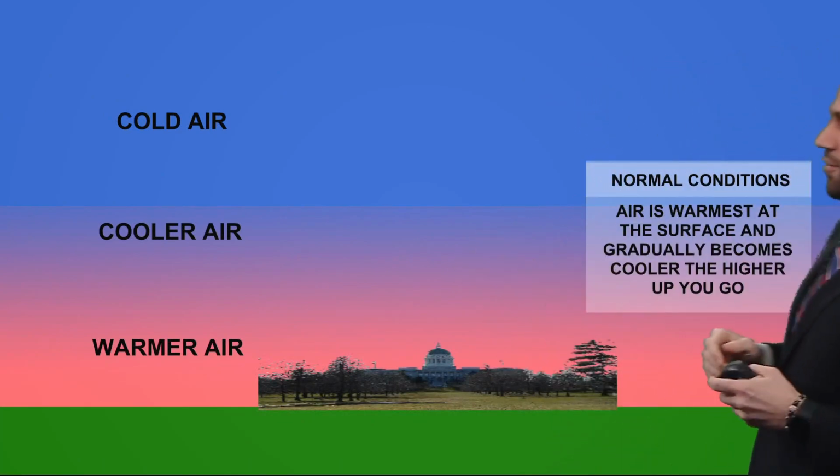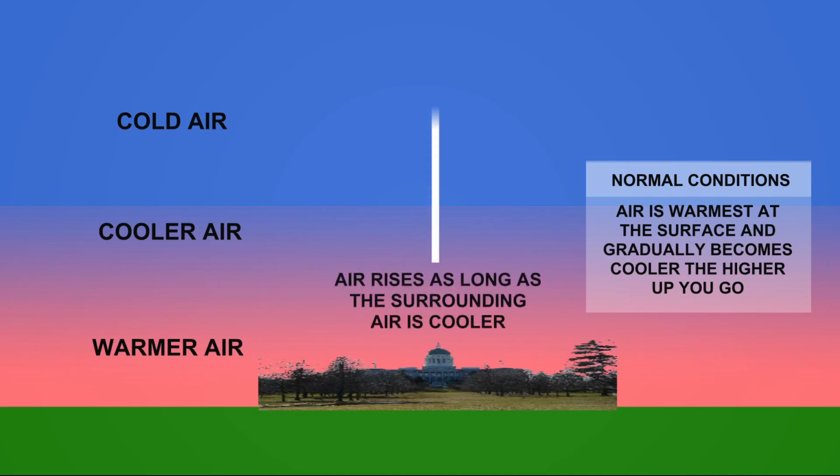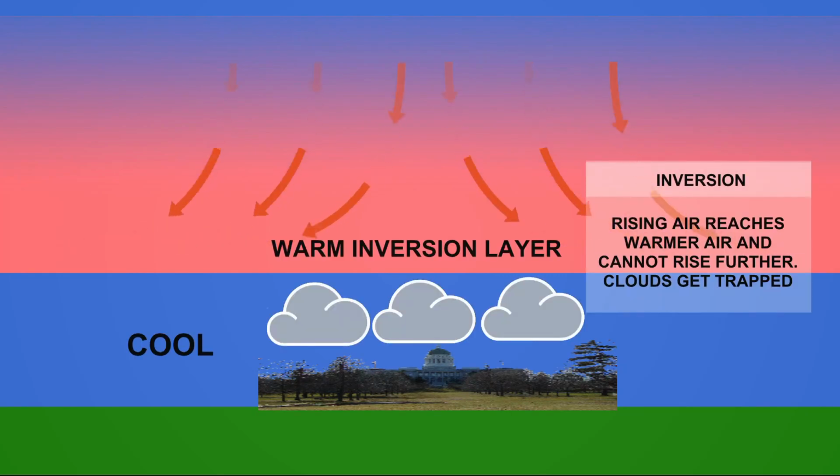Some fancy terms, an inversion. Now, this is not an inversion. This is where you got warmer, cooler, cold. As you go up, typically the air is going to rise as long as the surrounding air is cooler. However, what happens here in an inversion, you have a warm inversion layer. So things are kind of upside down.